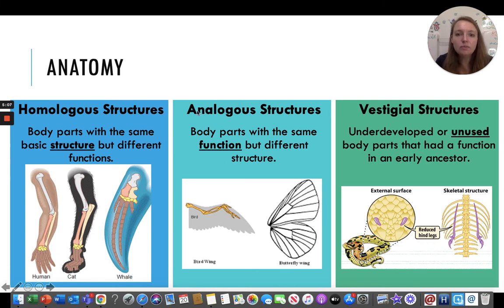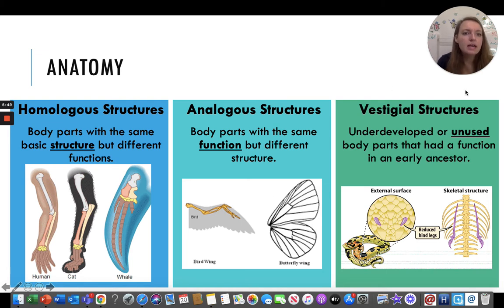All right, now let's move on to analogous structures. Analogous, all right? So this is body parts with the same function but different structure. So it's the opposite of homo, all right? They have the same function, so they do the same thing, but they're made differently. So here we've got a bird wing and a butterfly wing. Their function, their job, is the same. They're used to fly, right? But when you get down to it and you look at the structure, totally different. The bird's got bones in its wings, whereas the butterfly wing does not.